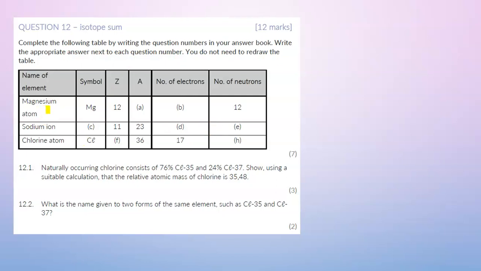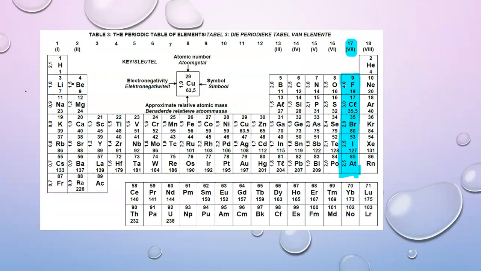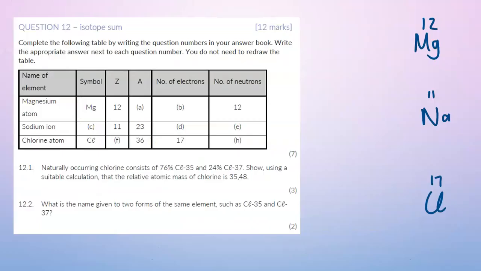So we're working with magnesium, sodium, and chlorine. Now we actually know magnesium. She's number 12. Sodium is number 11 and chlorine is number 17. And if you can't remember that, you're just going to go back to your periodic table and find them. So there's magnesium, there's sodium, and there's chlorine. And we are only interested in the atomic numbers, the top numbers.